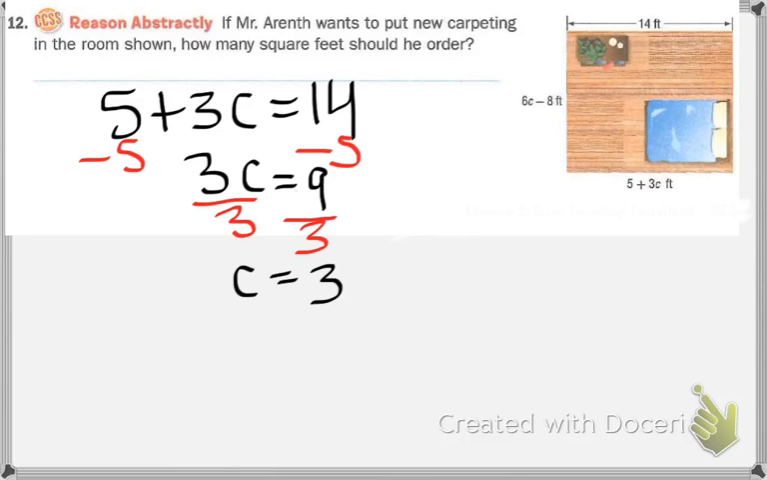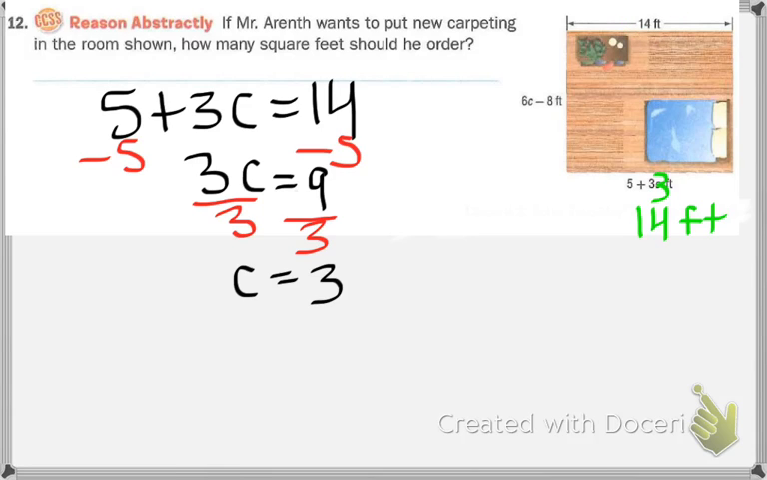Now that you know what C is, plug it in for the length and the width, and we'll be ready to find out our length and width, and our area, because we'll multiply them together. So if we plug in 3, 3 times 3 over here is 9. 5 plus 9 is 14. So the length is 14 feet. Oh, hey, we already knew that. Didn't need to check that one.